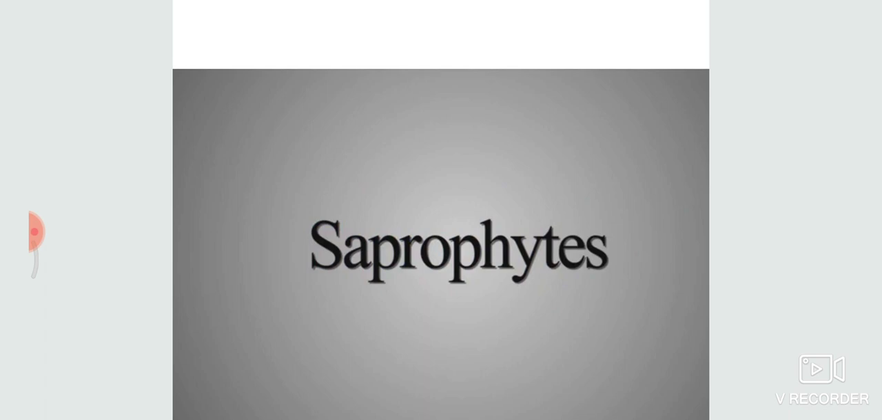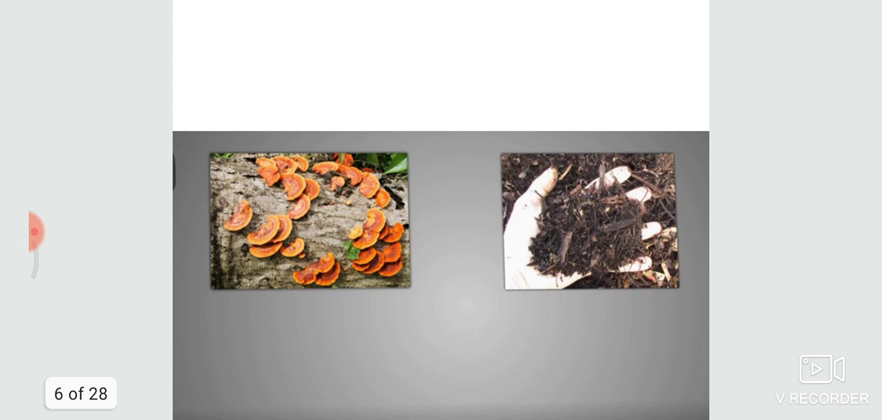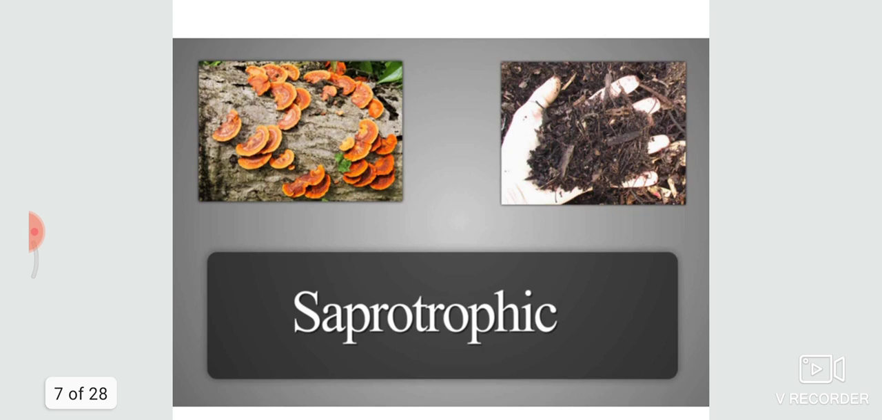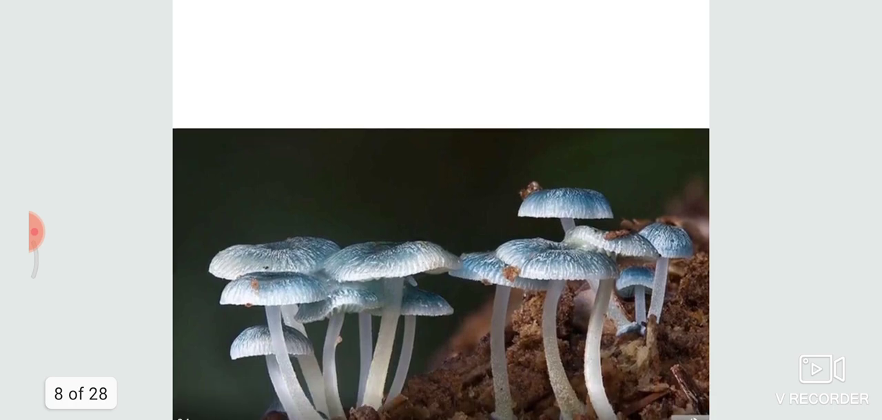Now let us talk about saprophytes. So students, do you know what saprophytes are? This is a method of nutrition in which organisms obtain their nutrients from dead and decaying matter. This method of nutrition is called saprotrophic or saprophytic nutrition. The organisms using the saprotrophic mode of nutrition are called saprotrophs or saprophytes. What do we call them, students? Saprophytes.